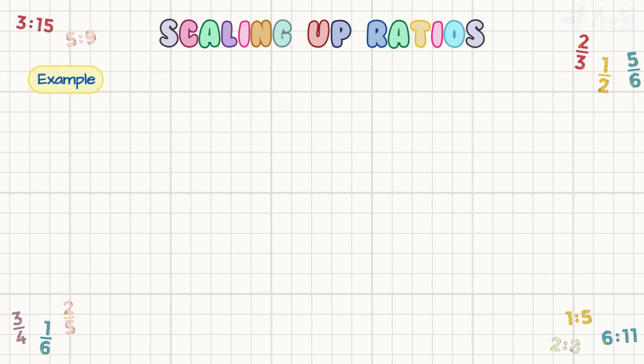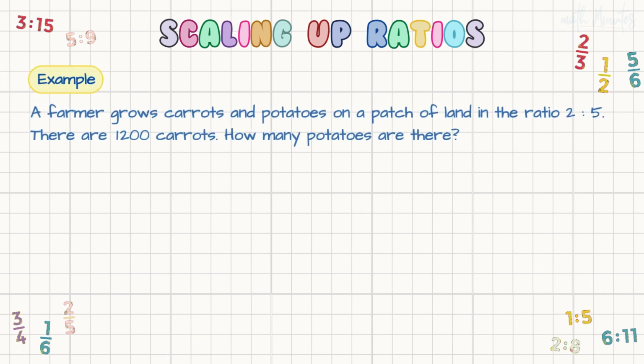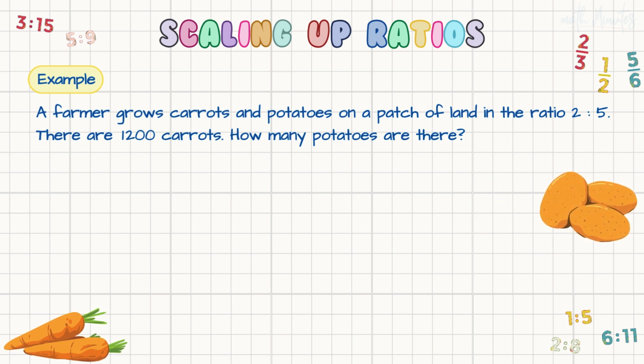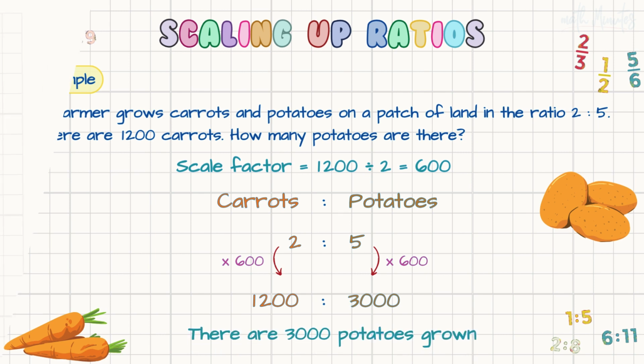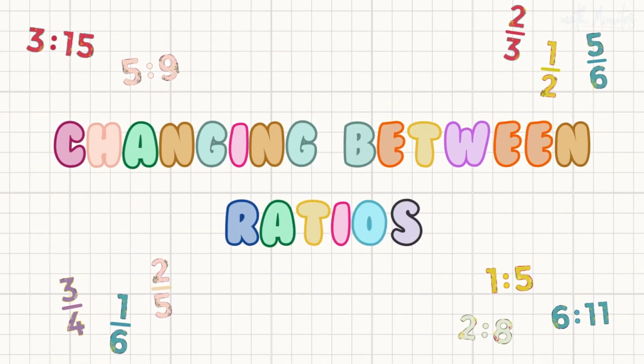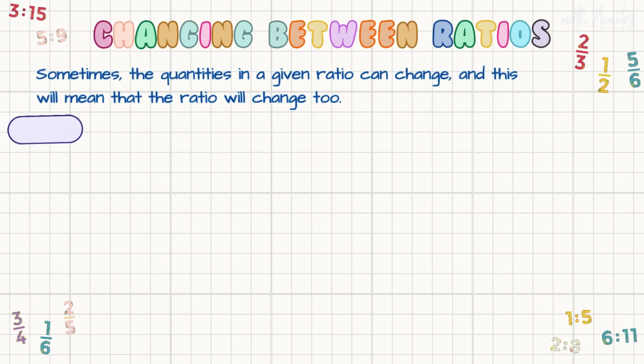Let's work through another example to better understand this process. A farmer grows carrots and potatoes on a patch of land in the ratio 2 to 5. There are 1,200 carrots. How many potatoes are there? First up, let's work out the scale factor. We can do this by dividing 1,200 by 2, which we find to be 600. We then multiply the part for potatoes by this scale factor. So, 5 multiplied by 600 gives us 3,000. There are 3,000 potatoes.